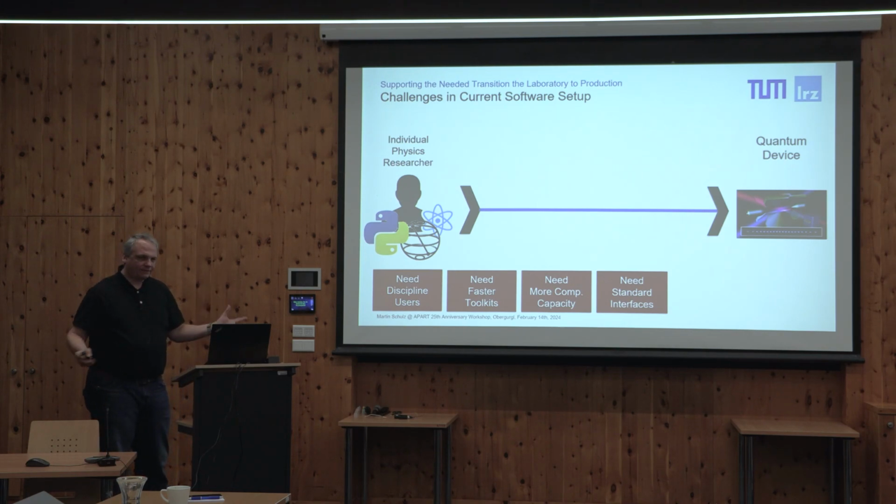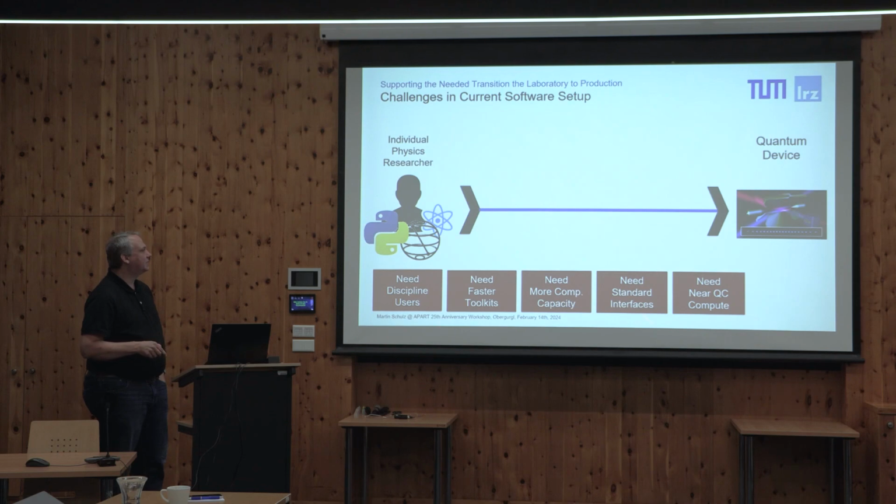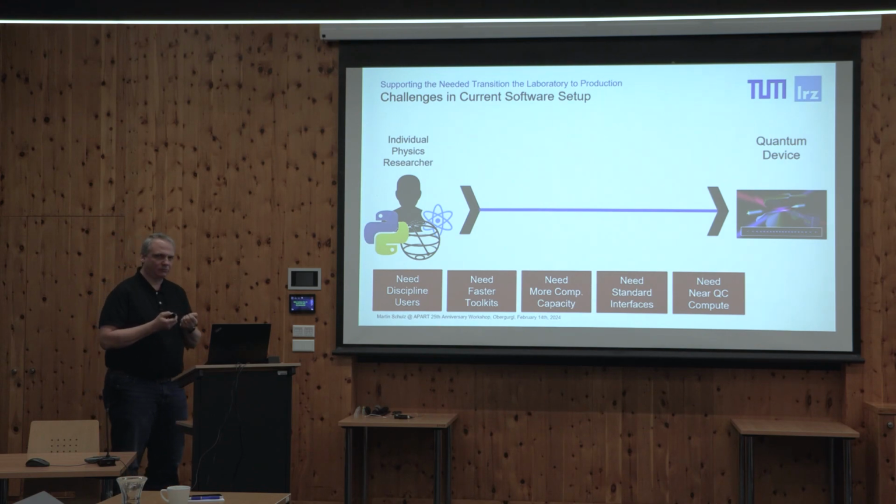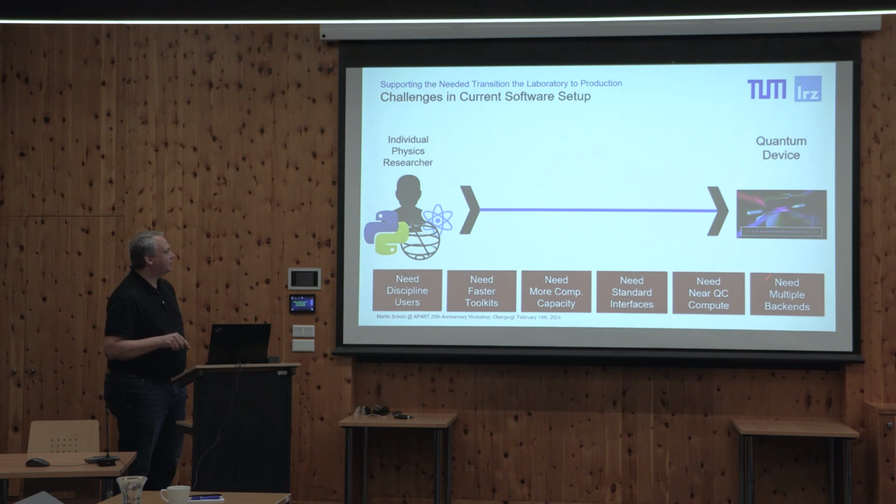So we have the breadth that we can target. We need the ability to also have this near quantum compute for these tight feedback loops. And also with that, we need multiple backends. We don't want to just talk to one quantum device. We need to talk to multiple quantum devices.